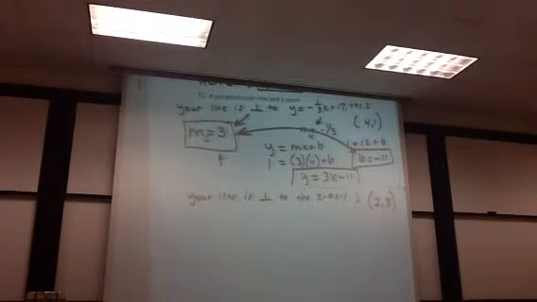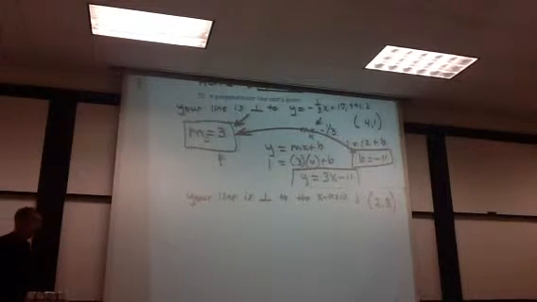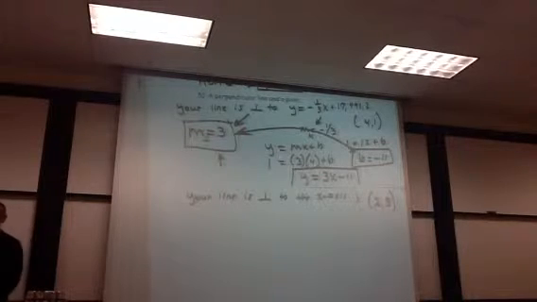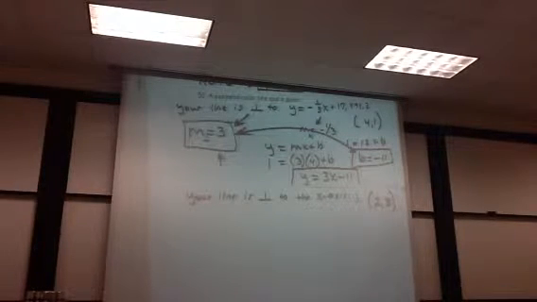Your line is perpendicular to the x-axis, and it goes to the point (2, 8). The slope is undefined. Right. That can be the equation of the line? 0? The equation is just 0? No. The slope is 0.